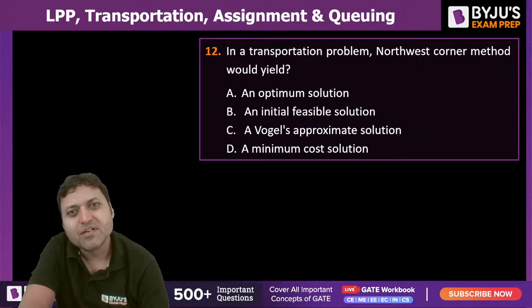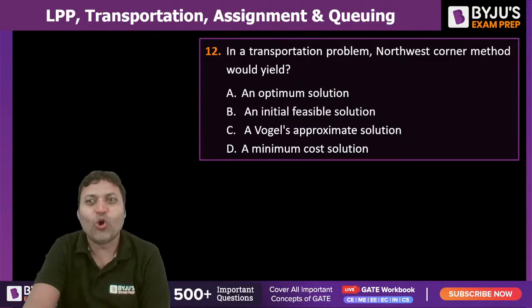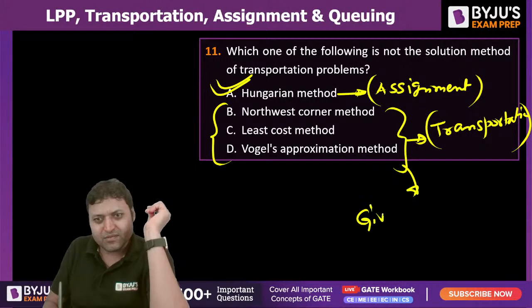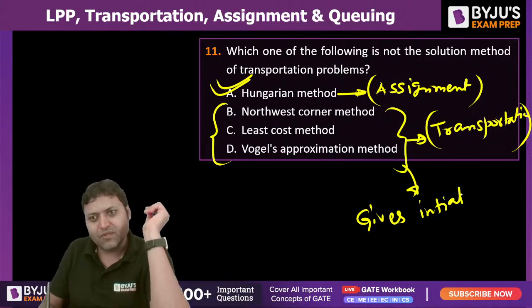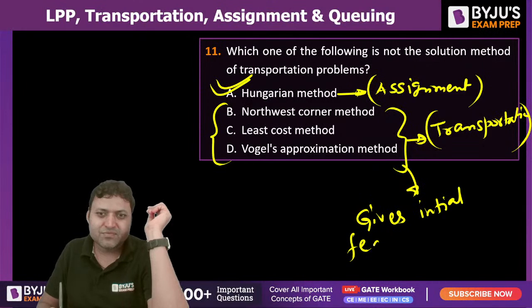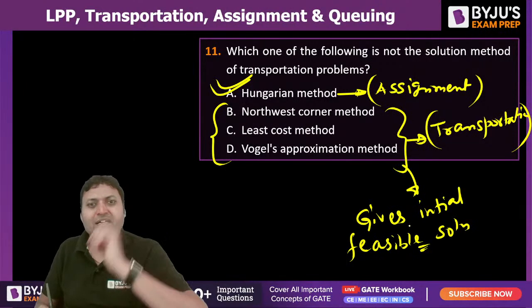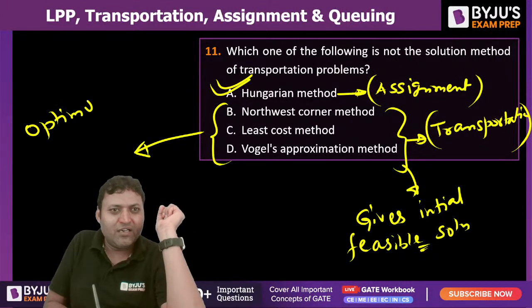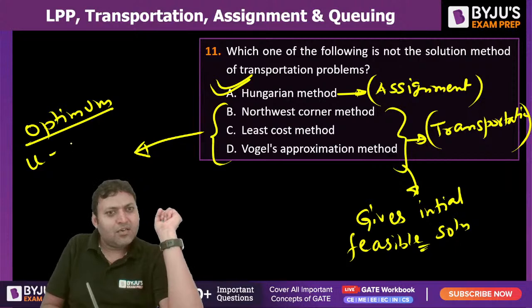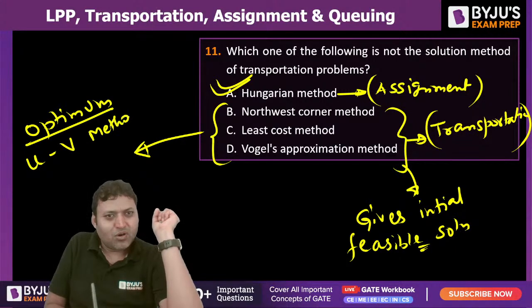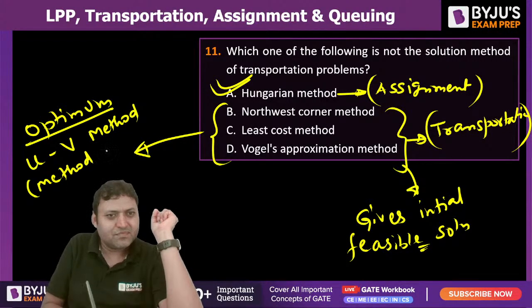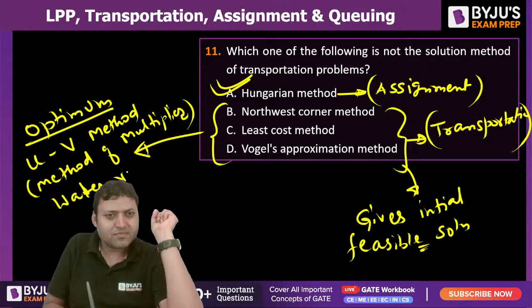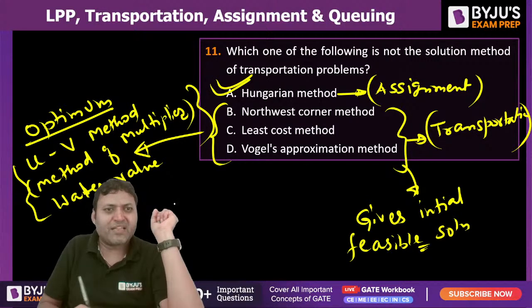Question number 12. In a transportation problem, northwest corner method would yield. All these methods give an initial feasible solution. They do not give an optimum solution. These methods are used to start the solution. Then optimality will be achieved. Optimum is determined by using the UV method, or we can call it the method of multipliers, or we can call it the modified distribution method. This method is for optimality.